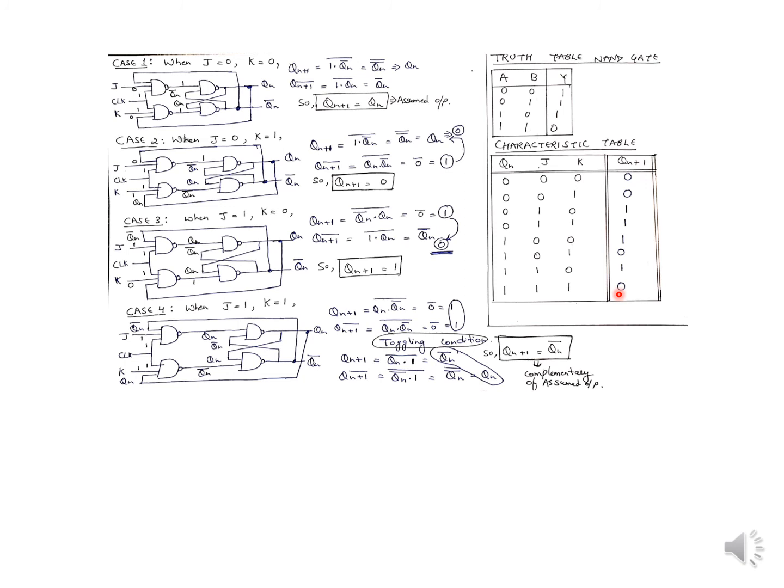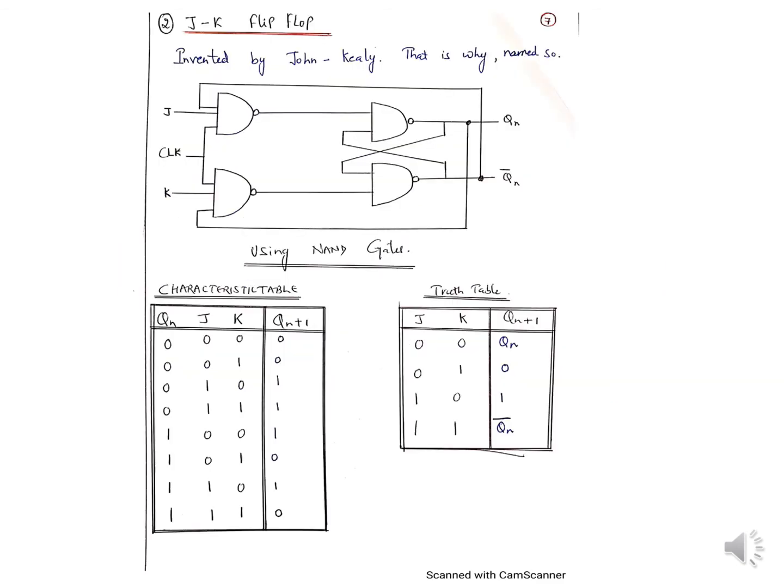Okay, so that means in JK flip-flop, for J equals to 0, K equals to 0, we are getting the assumed output. When J equals to 0 and K equals to 1, we are getting 0. When J equals to 1, K equals to 0, we are getting 1. When J equals to 1, K equals to 1, it is known as the toggling condition, and this is basically the complementary of the assumed output. In the next slide, we will see how to make this truth table.